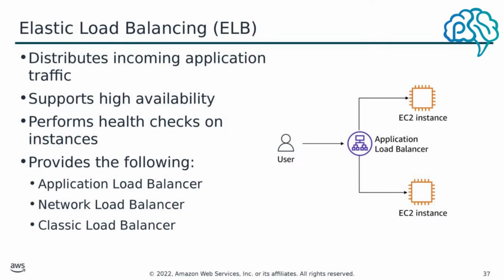So this service would automatically distribute the traffic across multiple targets. The targets could be an EC2 instance, it could be a container, it could be an IP address. So that's something you would configure. And the listener is a process that checks for connection requests. The ELB, or Elastic Load Balancer, is going to scale the traffic over time because the vast majority of workload is going to be handled automatically.